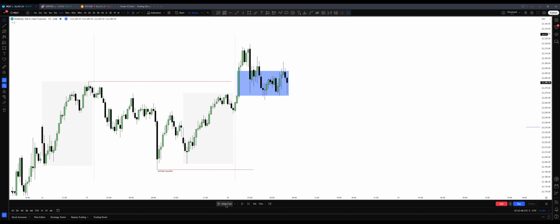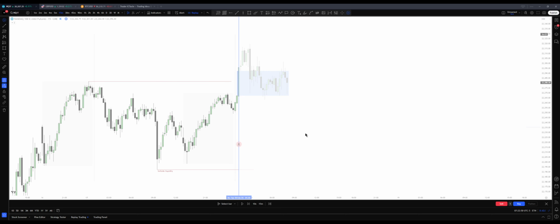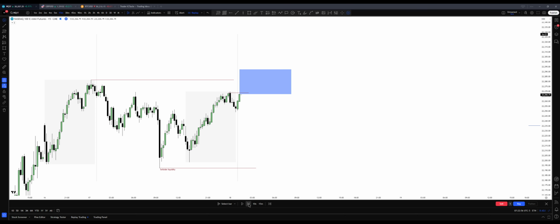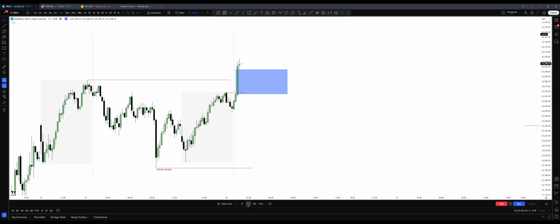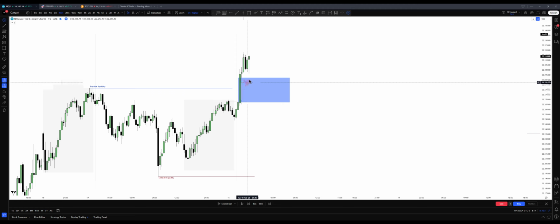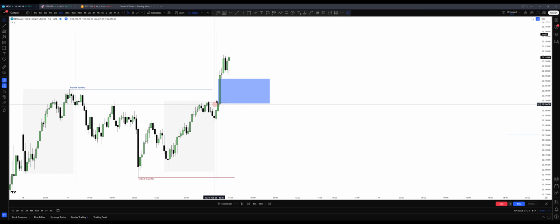Since we already took out the liquidity, you don't want to be buying from this fair value gap right here. What you want to do is, let's say if price were here, you can buy from this breaker block right here. But since we already took out the buy side liquidity, all of these PD arrays right here are invalid for you to trade. You can see price is very fast right here.